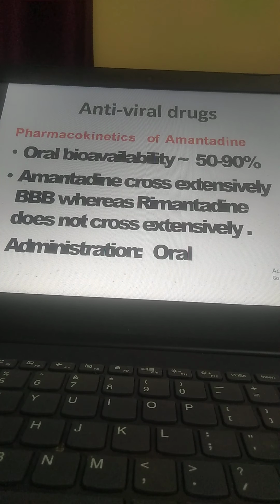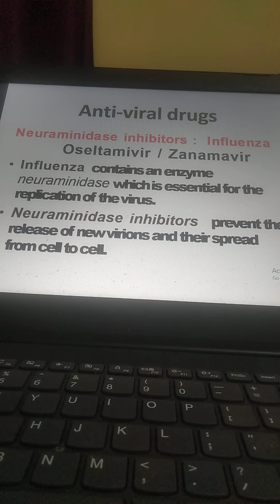Neuraminidase inhibitors for influenza are oseltamivir and zanamivir. Influenza contains an enzyme, neuraminidase, which is essential for replication of the virus. Neuraminidase inhibitors prevent the release of new virions and their spread from cell to cell. So it does not go from one cell to another cell. It retards its growth and its entry.